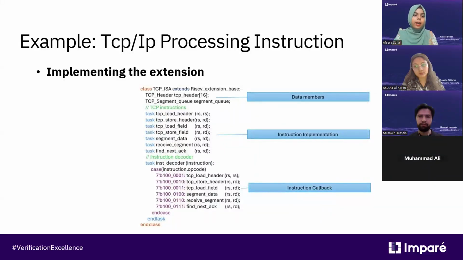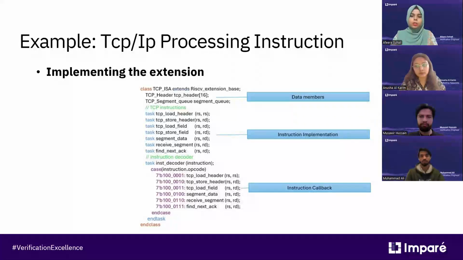Then we have its two data members. First is the TCP header that stores up to 16 TCP headers. And the second is the segment queue, which manages the queue of TCP segments. Then comes the instruction tasks. Tasks like load TCP header, TCP store field, and find next acknowledge implement the actual behavior of our custom instruction.